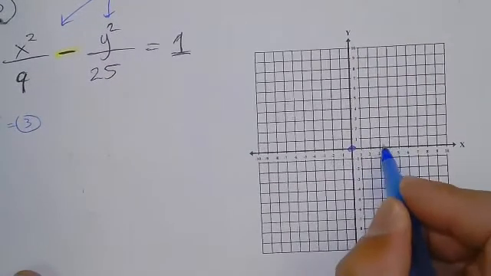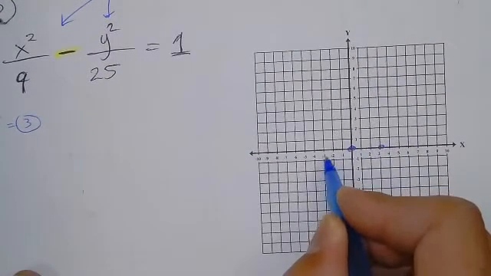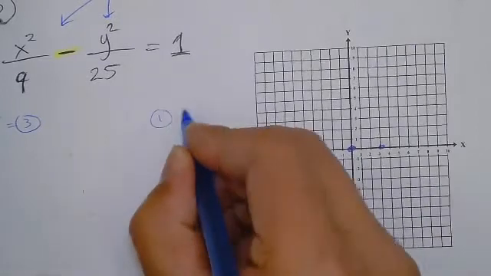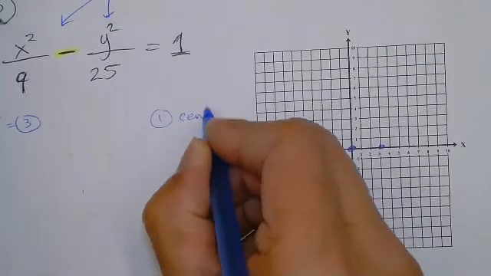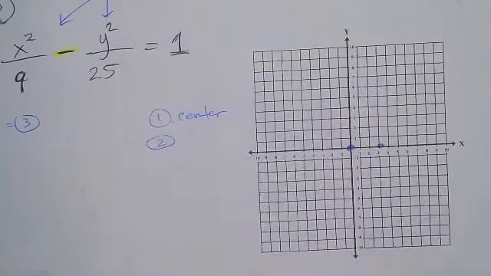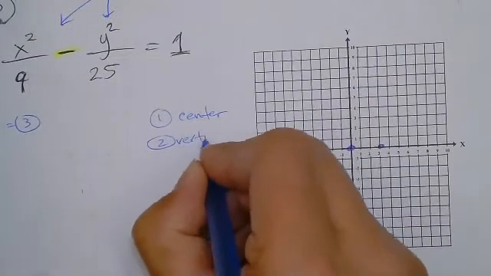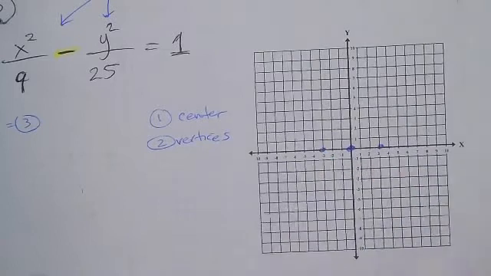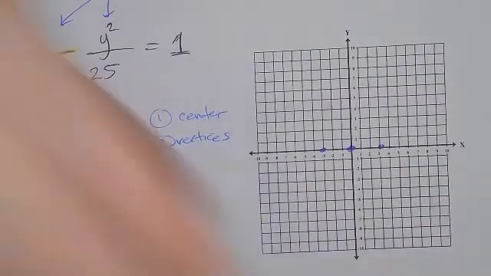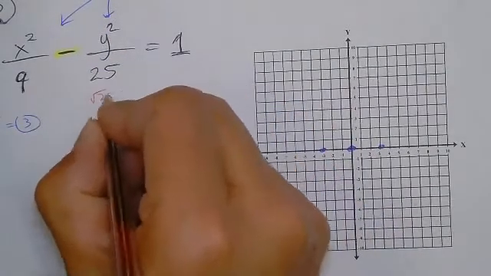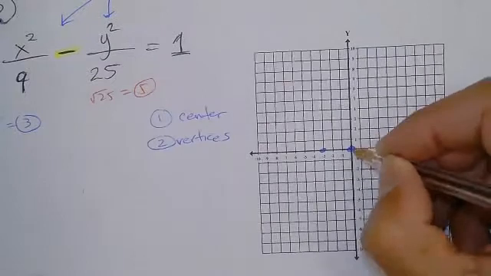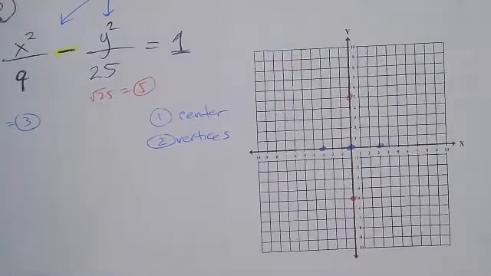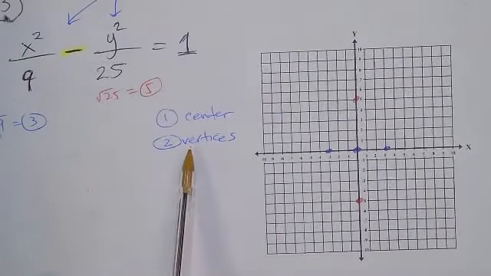we're going to go 3 this way, and then we're going to go 3 this way. Oh, yeah, you know what? Let's write the steps. What's the first thing we do? The center. What's the second thing we do? These vertices, which is what we're doing now. The vertices, okay? So 3 this way, 3 this way. And on the y, well, there's a 25 there, but we all know the square root of 25 is 5. So on the y, we're going to go up 5, down 5. Okay, that's the second thing you do.